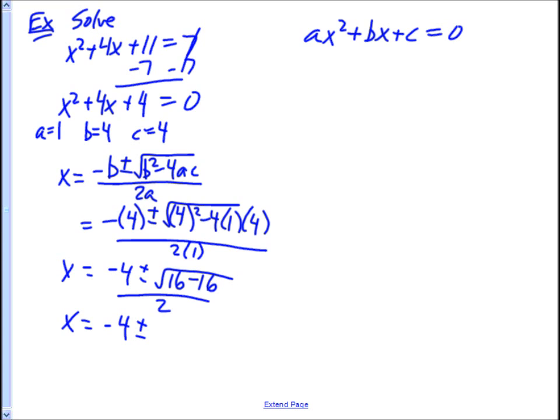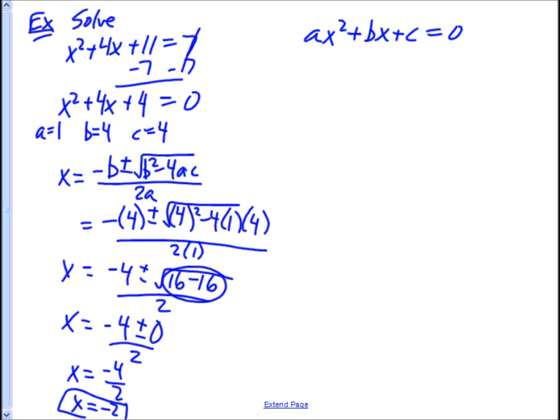Hey, you notice you got the square root of 0? Well, square root of 0 is 0. So you got negative 4 plus or minus 0 over 2. In other words, negative 4 over 2, because negative 4 plus 0 is, of course, negative 4, and negative 4 minus 0 is negative 4. Either way, there's your answer. x equals negative 2.